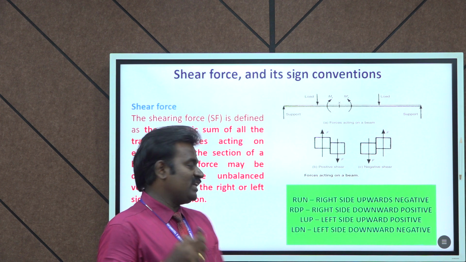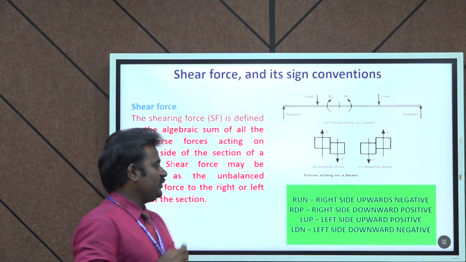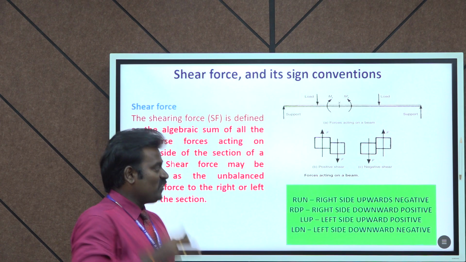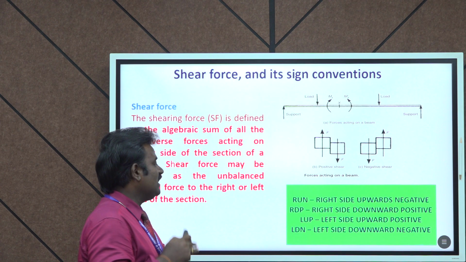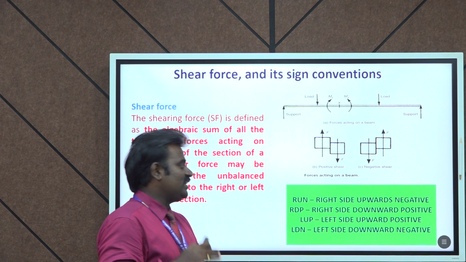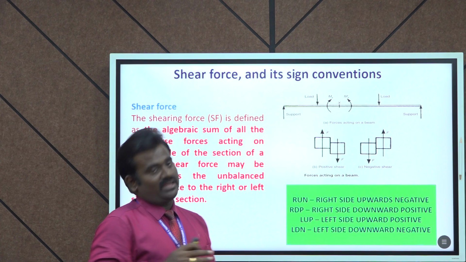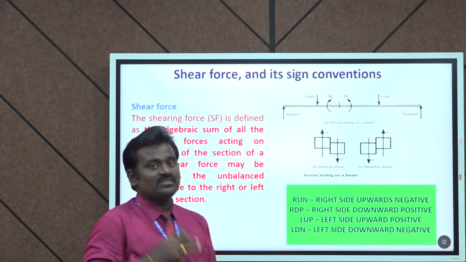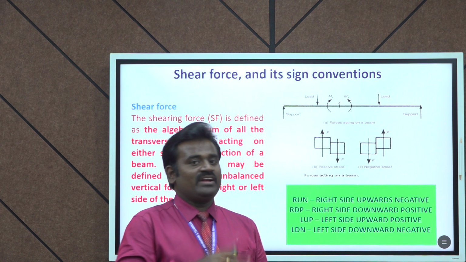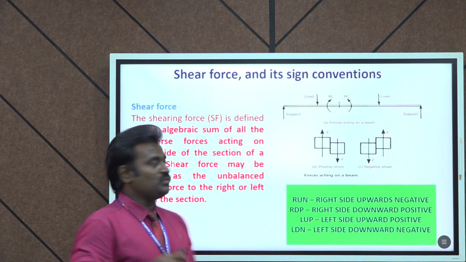For simplification, I mention a formula: RUN. RUN means that if the section is on the right hand side, a right hand side upward force is negative. Then RDP: right hand side downward force is positive. Then LUP: left hand side upward force is positive. Then LDN: left hand side downward force is negative. These sign conventions are based on our assumptions. Whether we consider the beam section on the left hand side or the right hand side, based on our assumptions we can use these sign conventions of shear force.